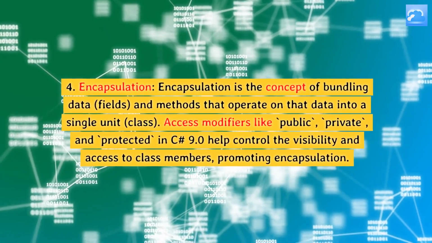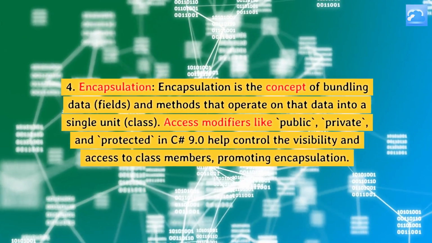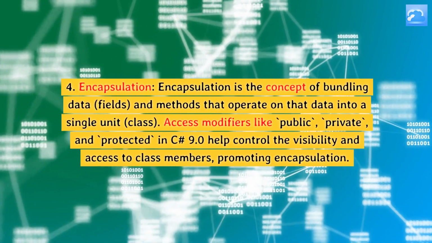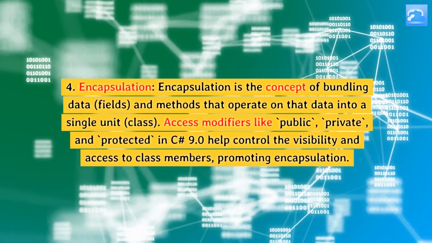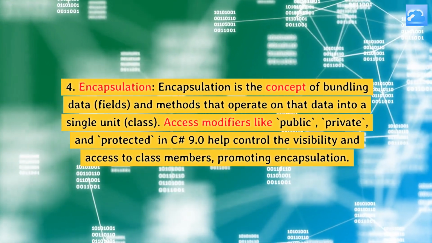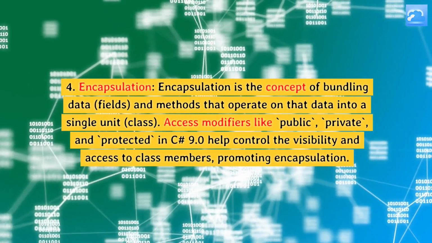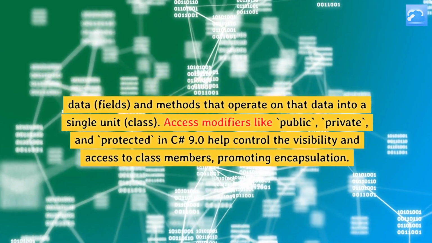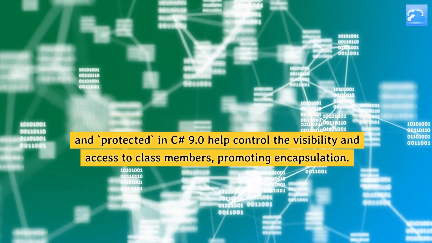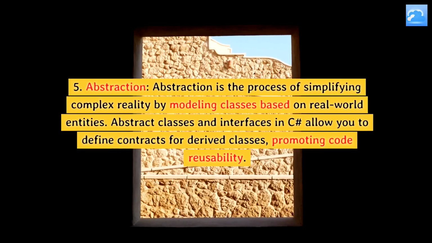4. Encapsulation. Encapsulation is the concept of bundling data (fields) and methods that operate on that data into a single unit, a class. Access modifiers like public, private, and protected in C# 9.0 help control the visibility and access to class members, promoting encapsulation.